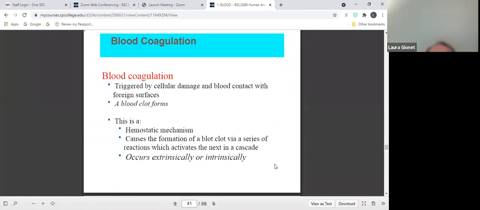So here we're going to talk a little bit about coagulation. I sort of described an intrinsic versus extrinsic pathway. Blood coagulation is triggered by cellular damage and blood contact with foreign surfaces. So it can be an actual laceration, let's say, of a blood vessel, or when blood comes in contact with unusual substances or surfaces, then a blood clot can form. This is a hemostatic mechanism that causes the formation of a blood clot via a series of reactions, each of which activates the next step in a cascade of reactions. And it can occur extrinsically or intrinsically.